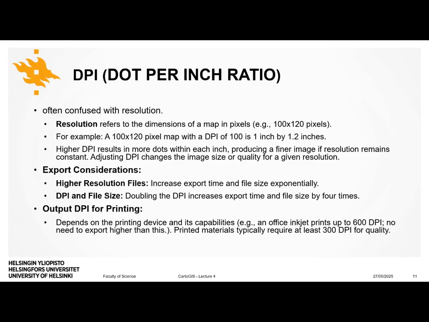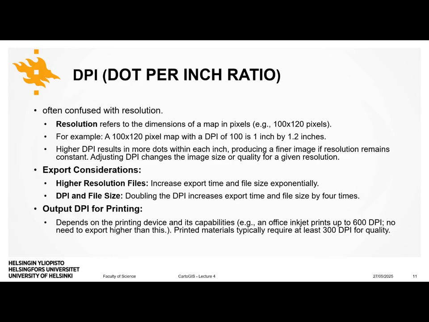It makes the file very heavy, so it exponentially gets heavier. So if you choose a very high DPI, the file gets heavy and the process of exporting gets very long. But if you're not going to print it on paper, then DPI is irrelevant for you, so you don't need to think about it. Then we have resolution, which is the dimensions of your map or your image file in pixels. This is relevant to both printing and digital images.